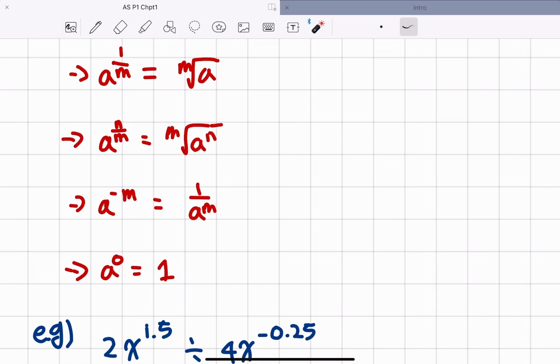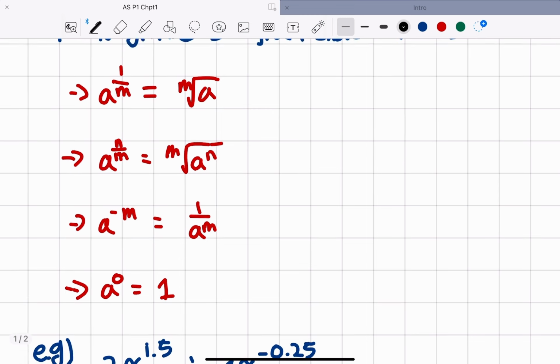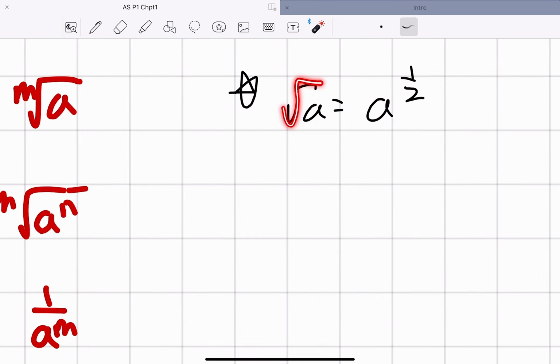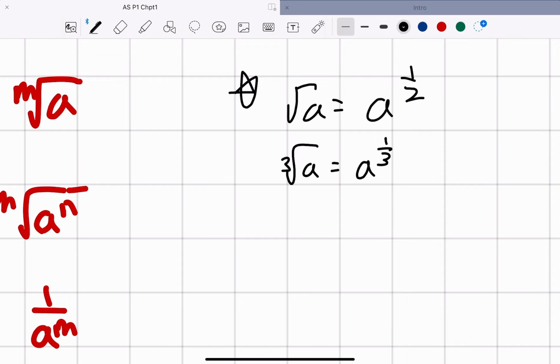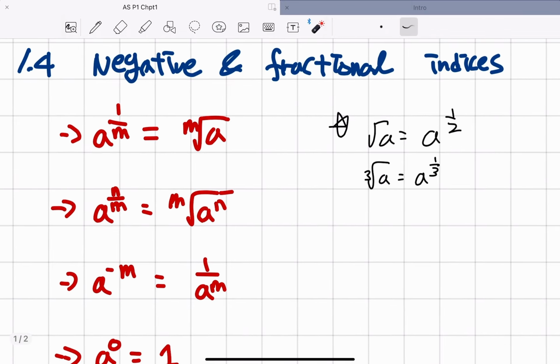So the first one, a to the power of 1 over m equals the m-th root of a, right? Also, before this one, you always need to remember that square root of a equals a to the power of 1 over 2. Which means that because this one is square root, this one includes 2 on this side, right? And what about cube roots? We can just write down as a to the power of 1 over 3, right? So this is the same method.